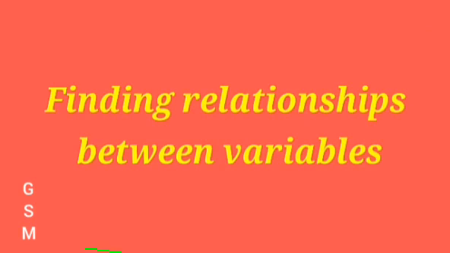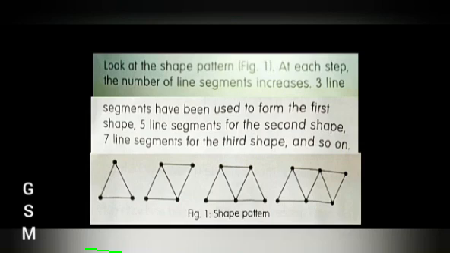Next, finding relationships between variables. Look at the shape pattern in the figure. At each step, the number of line segments increases. 3 line segments have been used to form the first shape, 5 line segments for the second shape, 7 line segments for the third shape, and so on.